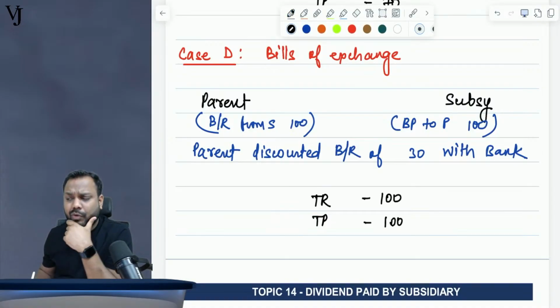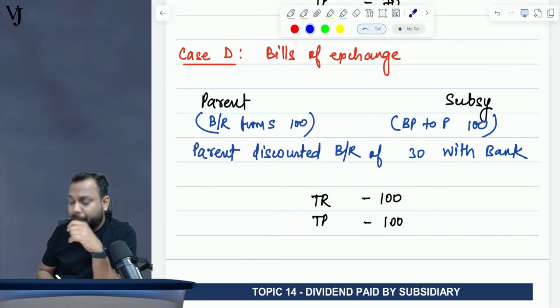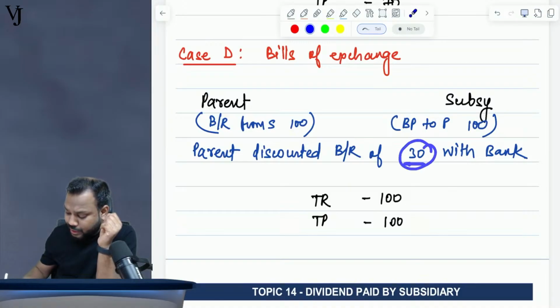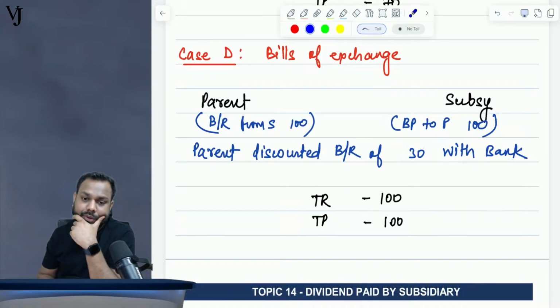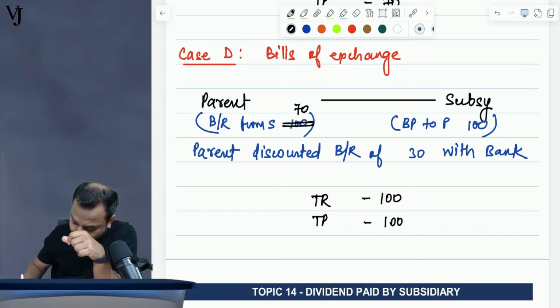But what happened is, out of this receivable of 100, parent discounted bills of $30 with the bank. Now parent is recording a bills receivable of $70. Subsidiary has to pay 70 to parent, and subsidiary has to pay 30 to the bank.